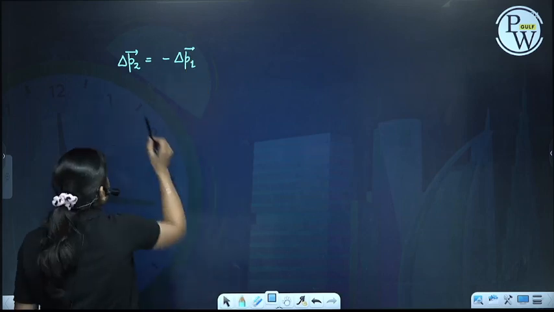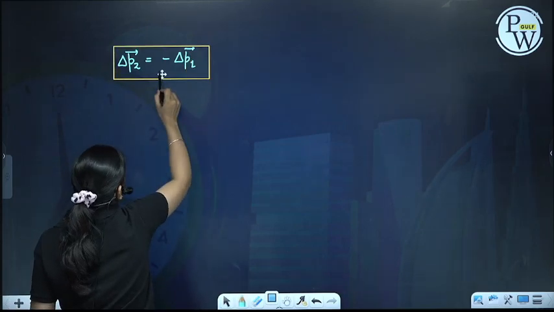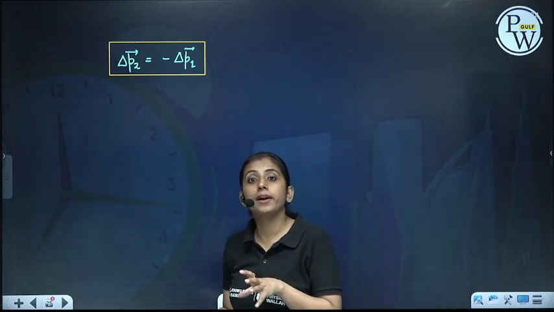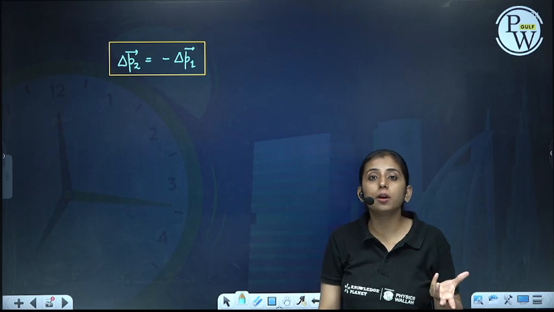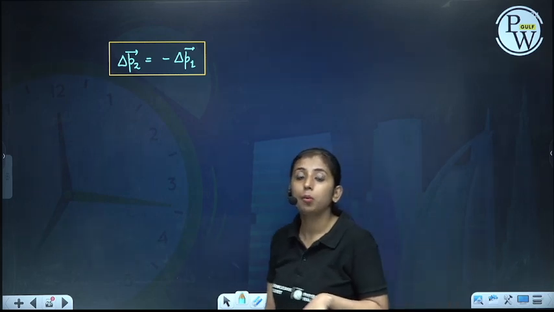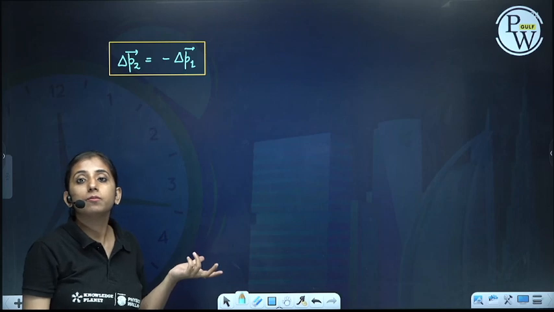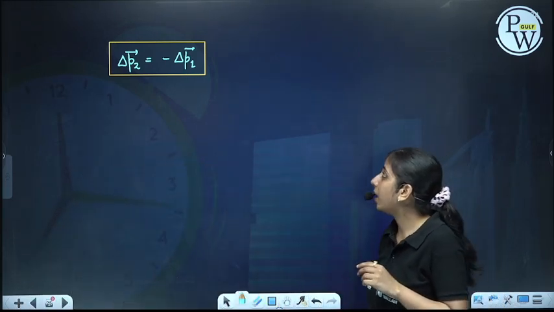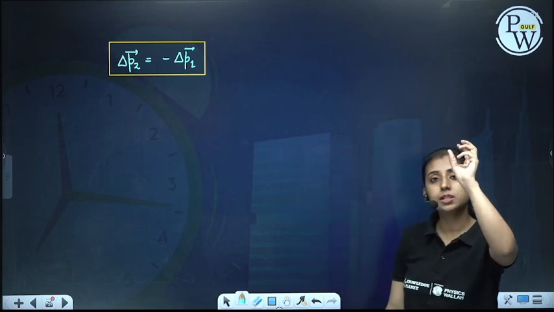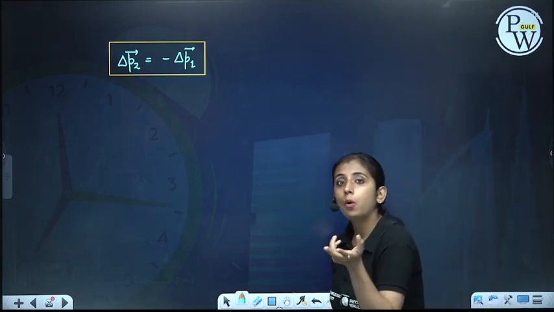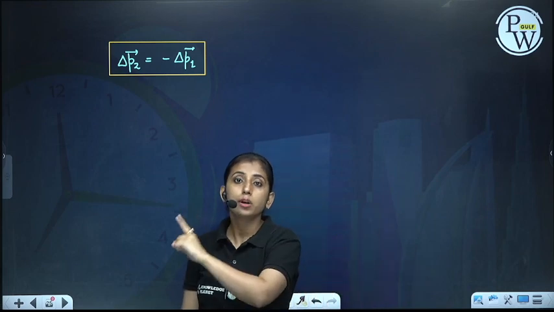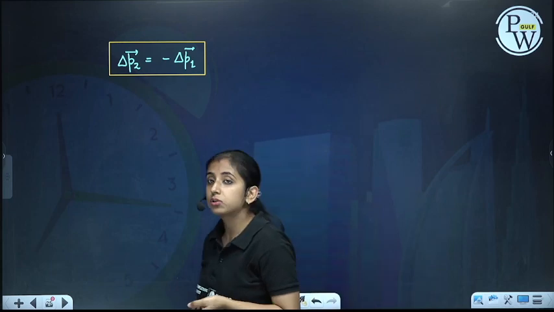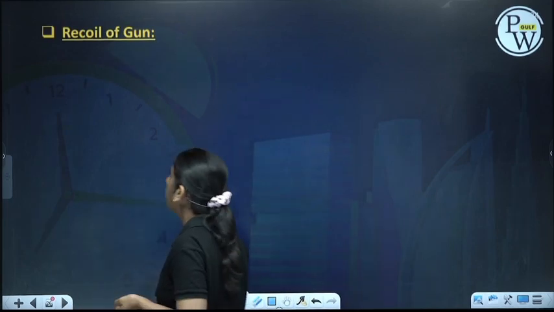The change in linear momentum of 2 is equal and opposite to the change in linear momentum of 1. So if one loses some momentum, the other will have an equal amount of gain in linear momentum. So total momentum will be conserved. If one's momentum changes by some delta P amount, if it has gained, the other will lose. If the other one has gained, this one will lose. So this is the law of conservation of linear momentum.